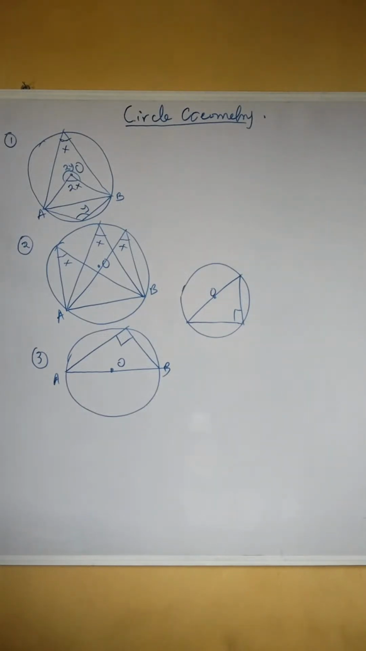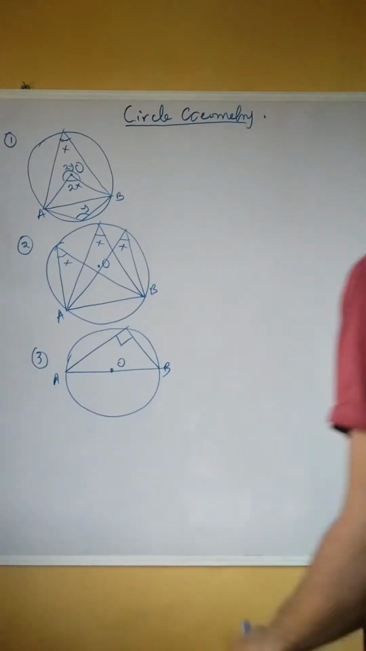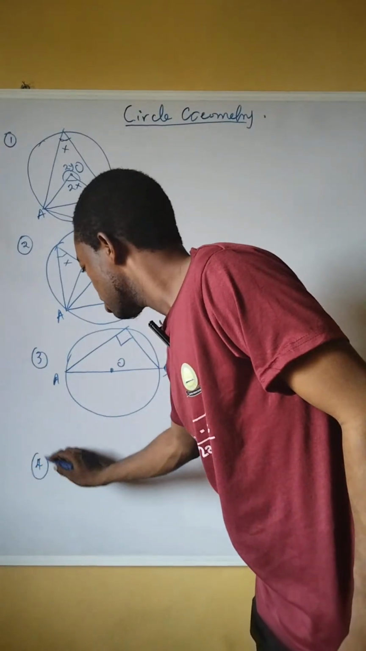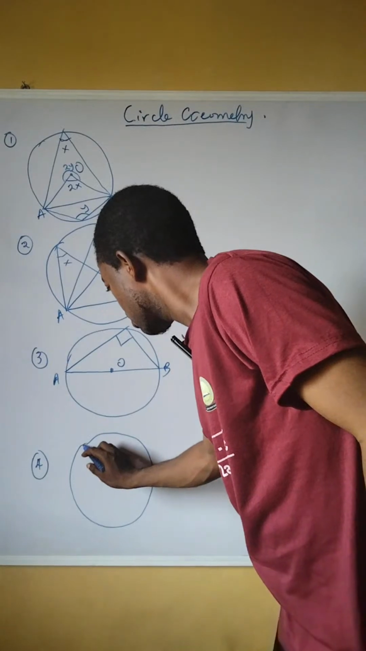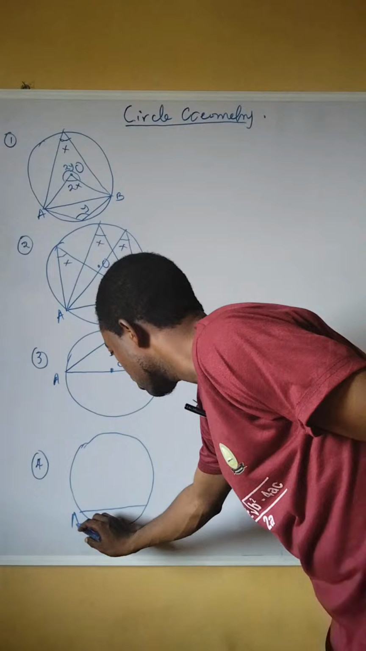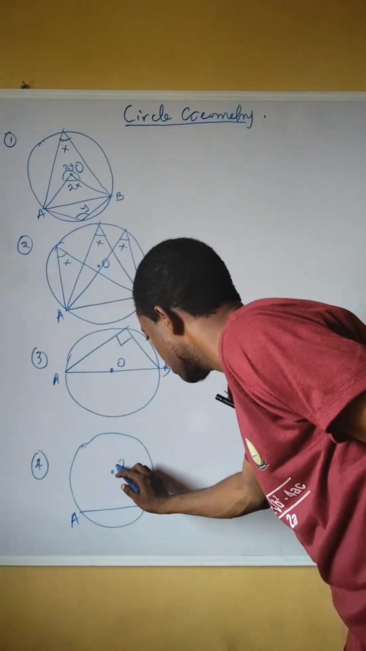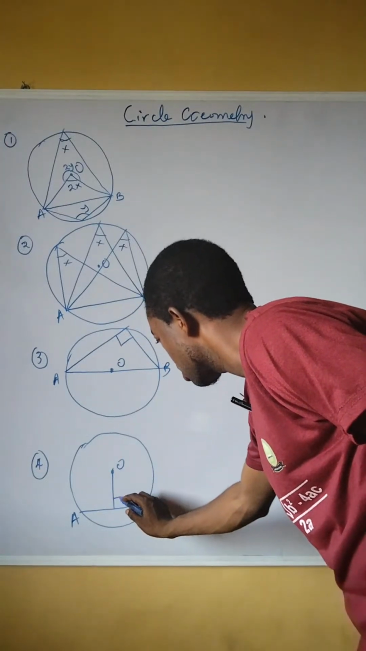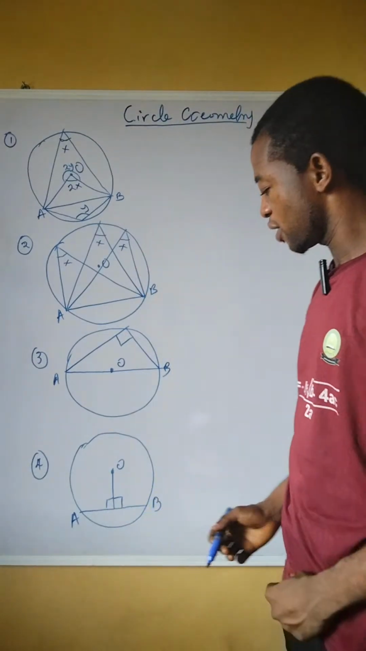Then in the same way, we looked at another one, which is our theorem 4. That's a line drawn from the center of the circle to a chord. So we have a chord AB and we have the center of the circle. So the line drawn from the center of the circle to this chord is perpendicular to this chord. We looked at that in detail as well in our previous live class.